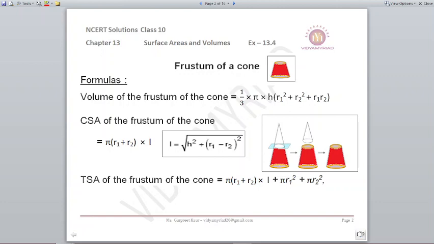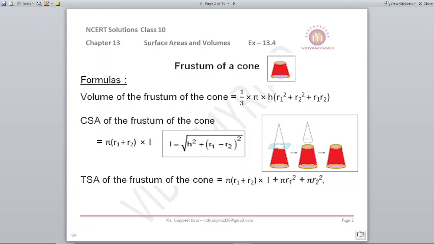Now to find out the volume of the frustum of the cone, the formula is 1/3 into pi into h into (r1 square plus r2 square plus r1 into r2). So what is r? There are two radii. There is one smaller radius and there is one bigger radius, so you can mention them as r1 and r2. Now CSA of the frustum of the cone will be pi into (r1 plus r2) into L.